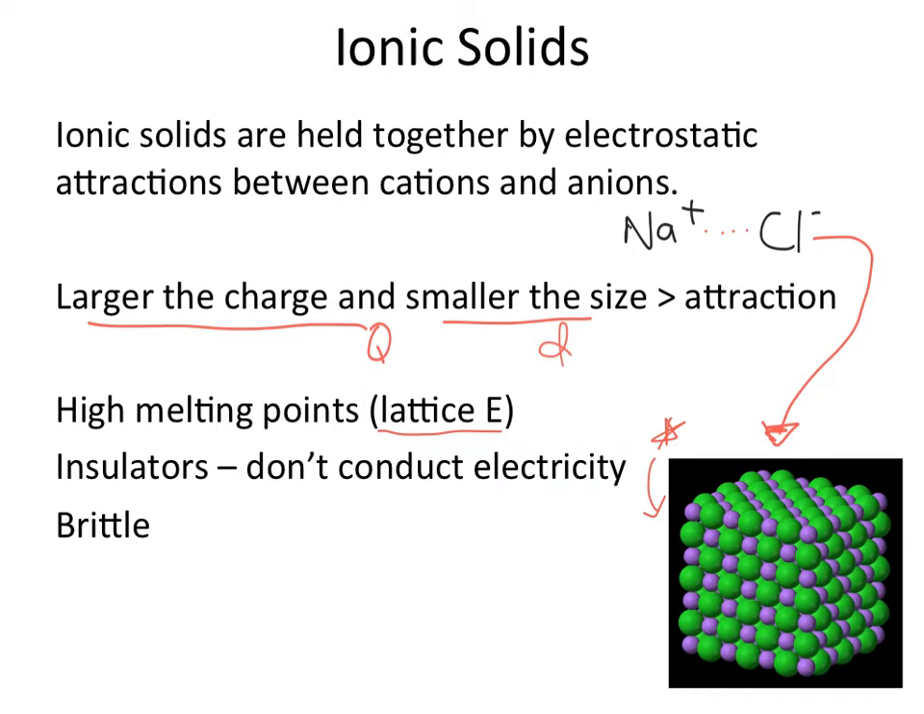Okay, ionic solids are insulators. They don't conduct electricity very well. The electrons have been transferred between the atoms to form ions. So those electrons are kind of wanting to stay put in their current locations. They're also very brittle. Okay, and the reason why they are brittle is because of the arrangement.